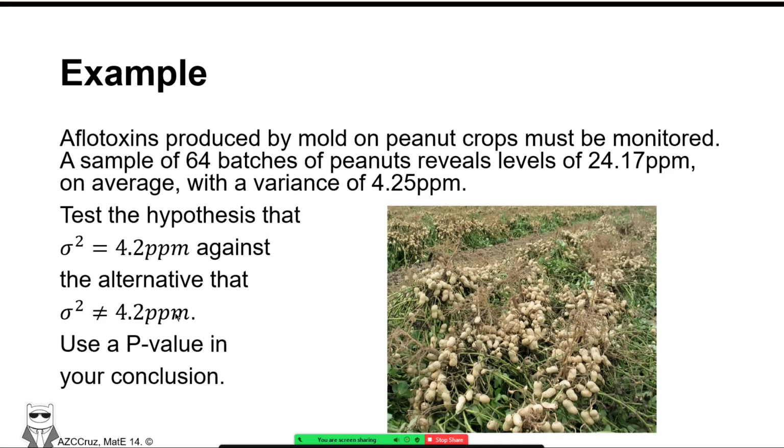Value, sigma squared, that the true variance is equal to 4.2, and that the alternative is that the true variance is not equal to 4.2. In this case, hindi siya case 9, no? Pero this is case 8. Tama? Kasi gusto natin malaman kung ano yung true value ng mean. Kung 4.2 ppm ba siya. Okay? So case 8 to actually.